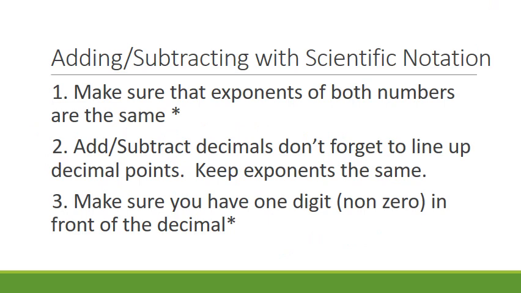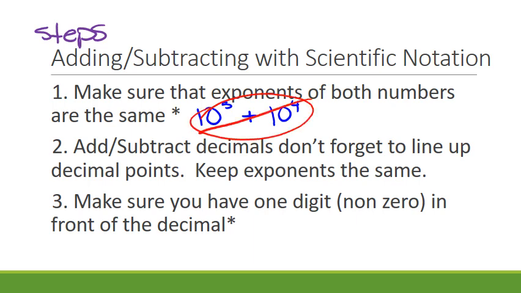Let's talk about adding and subtracting. We're going to go over 2 ways to do this. I'm going to call this the steps way. If I use my steps, step 1 is to make sure the exponents of both numbers are the same. Meaning if I have 10 to the 5th and 10 to the 4th, I cannot add those. They need to be the same. So I might have to go back to that middle portion of your foldable. I might have to make them the same by moving a decimal.